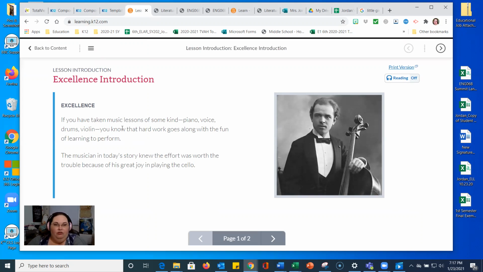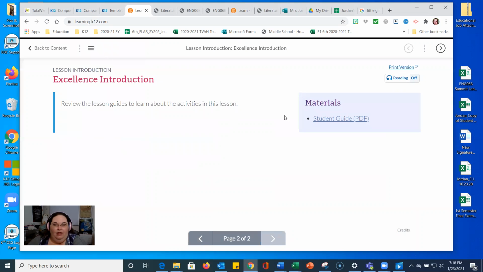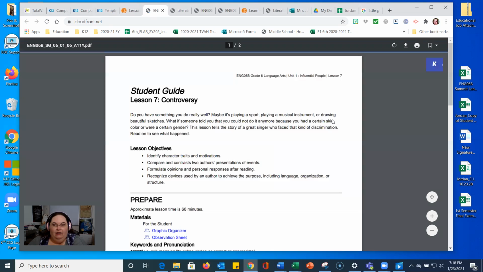Excellent. If you have taken music lessons of some kind, piano, voice, drums, violin, you know the hard work that goes into the fun of learning to perform. The musician in today's story knew the effort was worth the trouble because of his great joy to play the cello. And again, we're going to open up the student guide and we're going to identify character traits and motivations, compare and contrast two authors' presentation of events, formulate opinions and personal responses after reading, recognize devices used by an author to achieve the purpose, including language, organization, or structure.